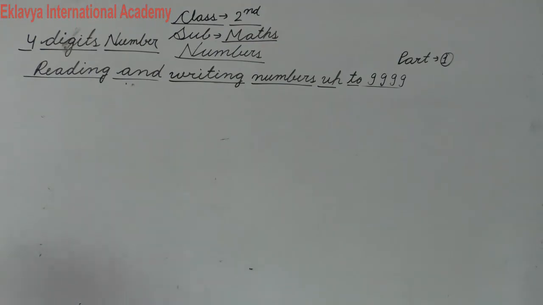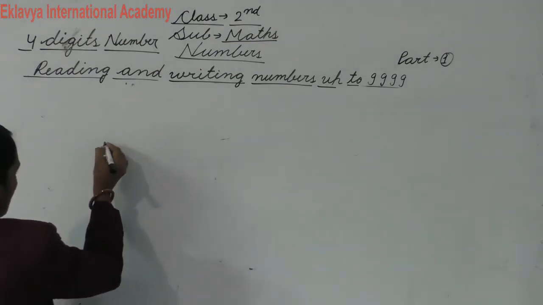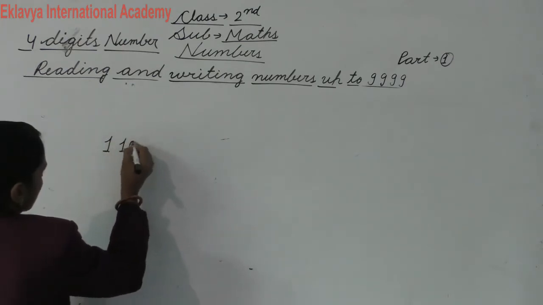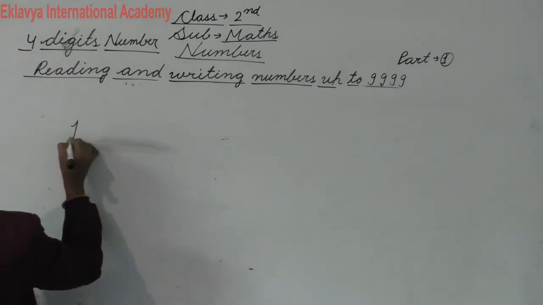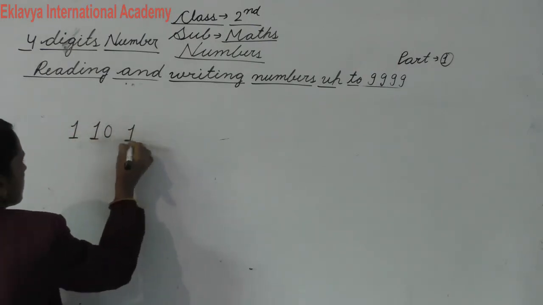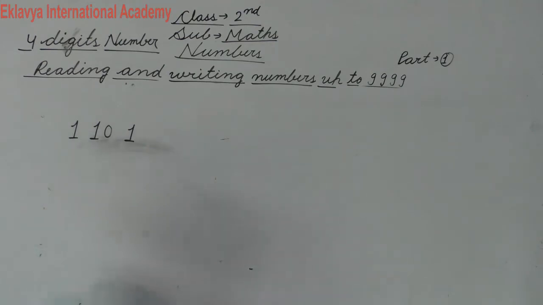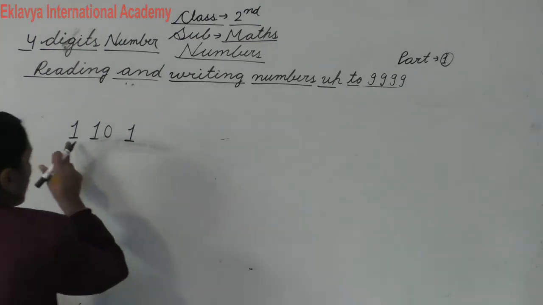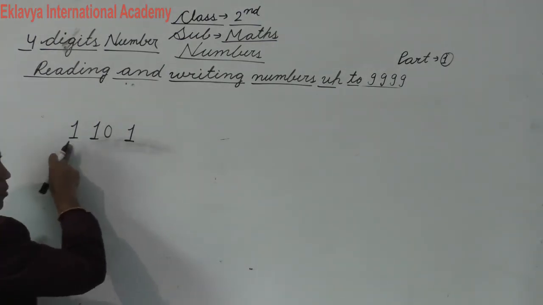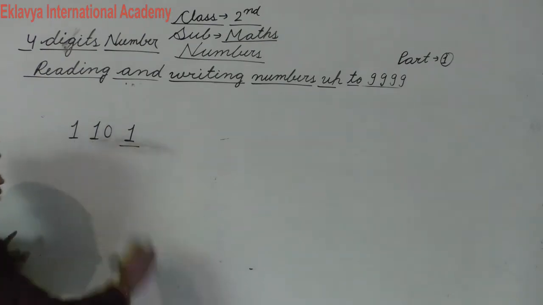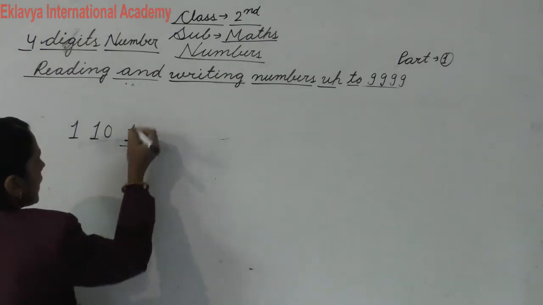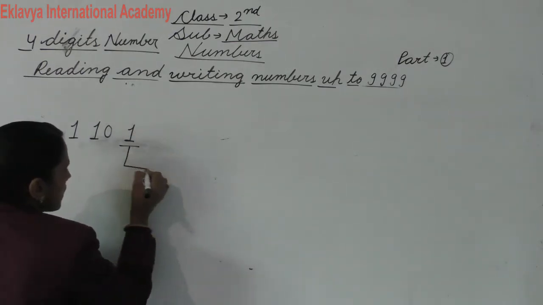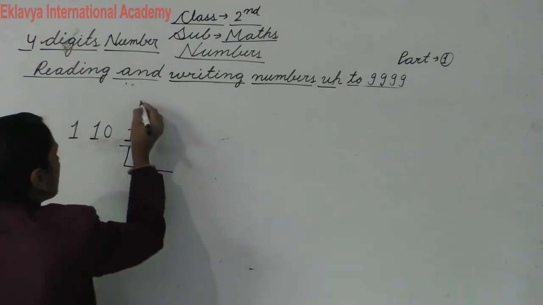Yes beta, suppose I have taken an example. First of all, you have to write. Now, do you know? First of all, you will read 1101. Do you know what is the place of 1? Yes, we will write here ones.